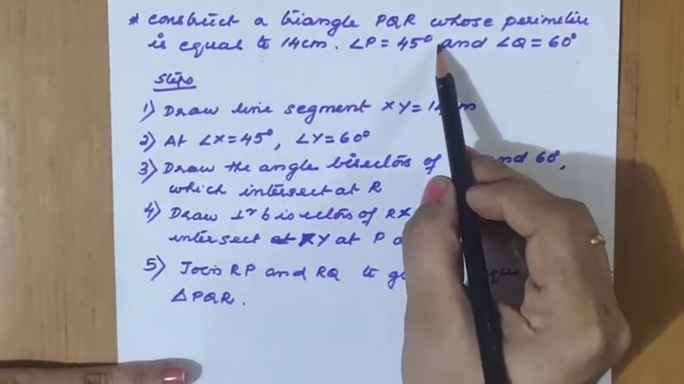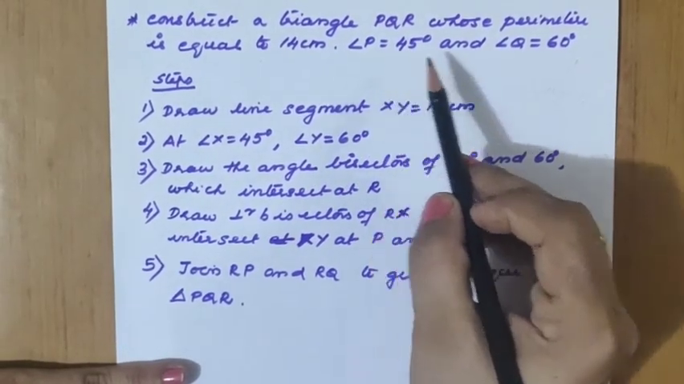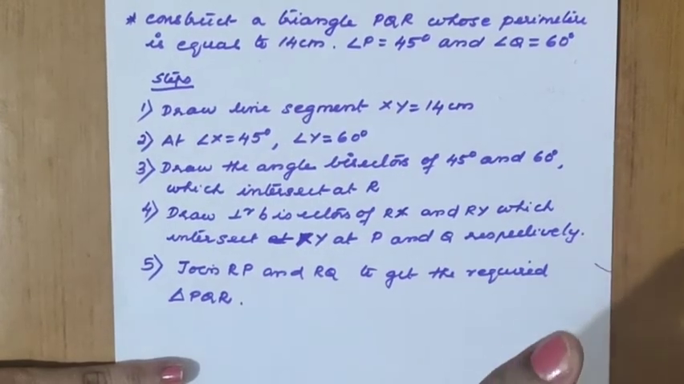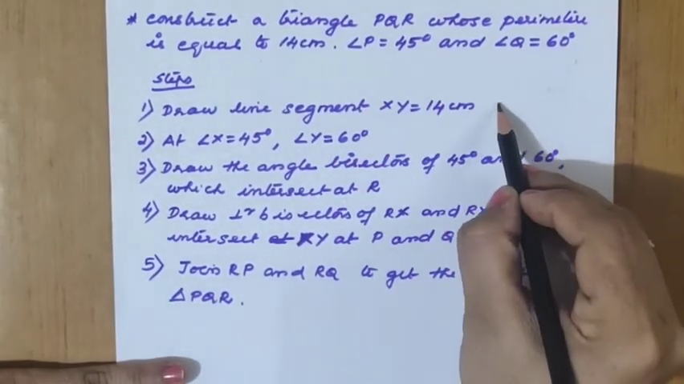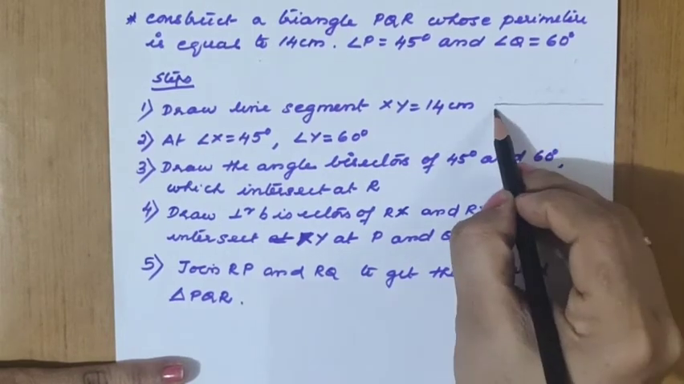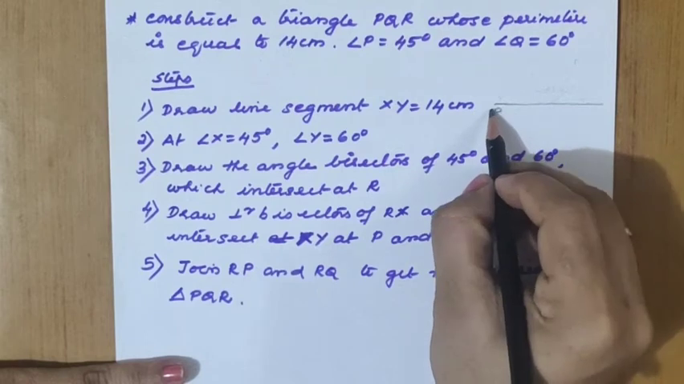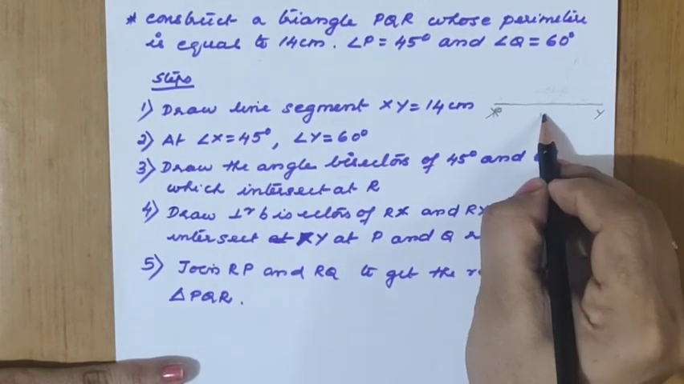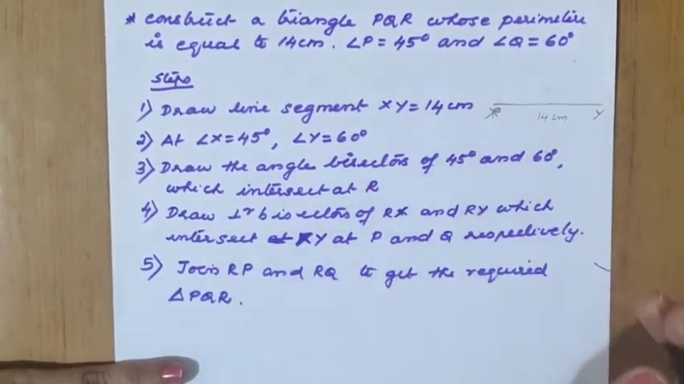Construct a triangle PQR whose perimeter is equal to 14 centimeters. Angle P 45, angle Q is equal to 60 degrees. First you will have the rough idea what are the steps for construction. So what is the step? We have to draw the perimeter which is equal to 14. So we have taken here PQR only. So I am taking the letters now X and Y. XY equal to 14 centimeters. Respectively, at P 45 degrees, Q 60 degrees.